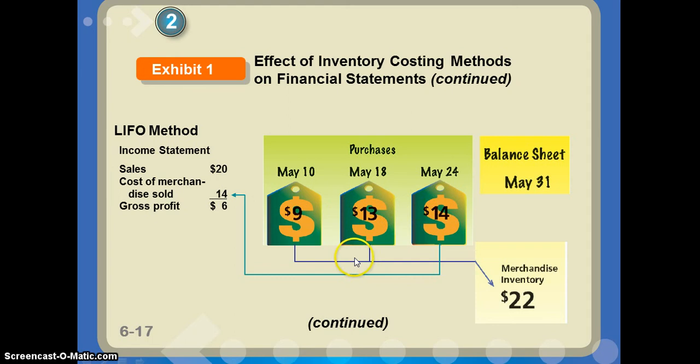The LIFO method, last in, first out. So here's our last item. That's what gets sold. There's our gross profit. And then our balance sheet is going to show the $22, the first ones that are not yet sold.